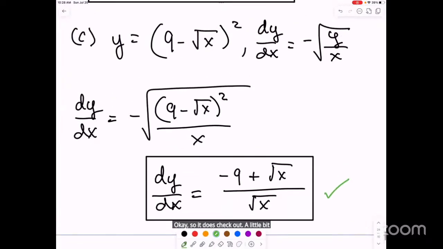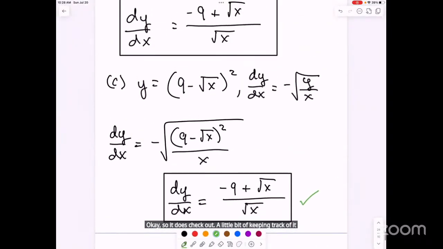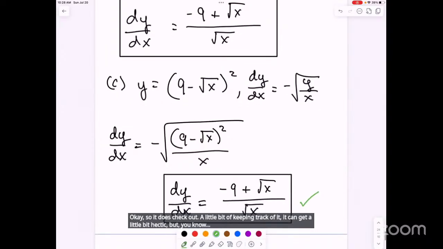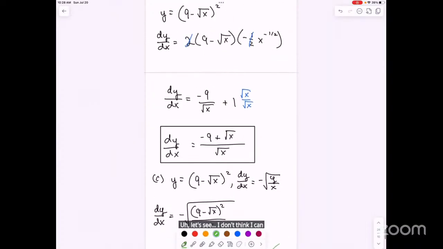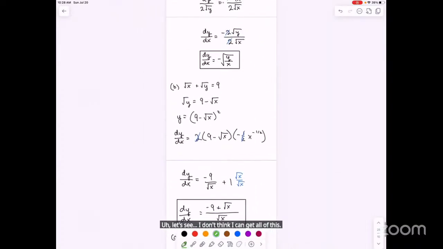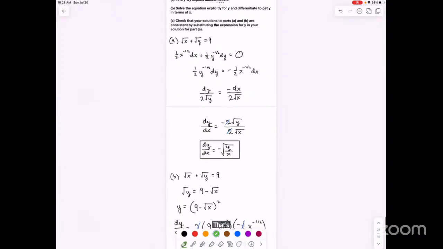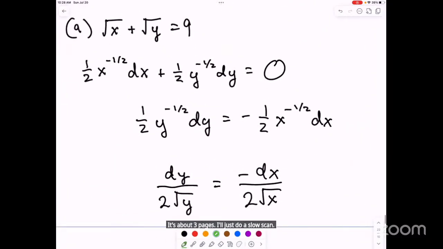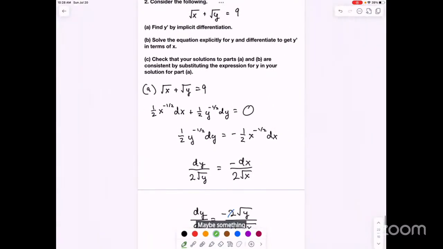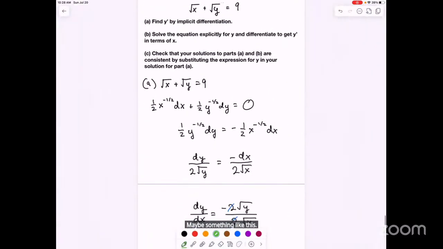A little bit of keeping track of it can get a little bit hectic, but you know, it works. You just gotta. It's an adventure, a true adventure. Let's see. I don't think I can get all of this to show. It's about 3 pages. I'll just do a slow scan to do a quick review. Maybe I'll show each part.